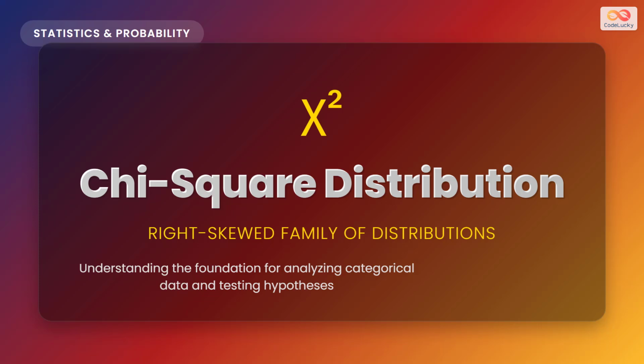Welcome to our deep dive into the chi-square distribution. This is a fundamental concept in statistics and probability, often serving as the backbone for hypothesis testing involving categorical data. By the end of this video, you will understand exactly what this distribution is, how it behaves, and why it is so important.